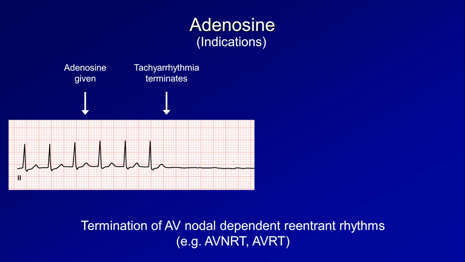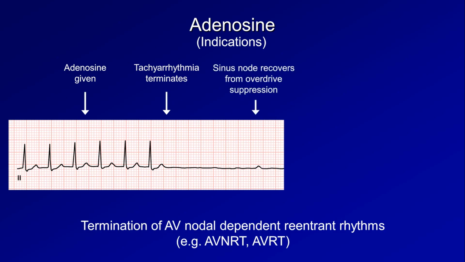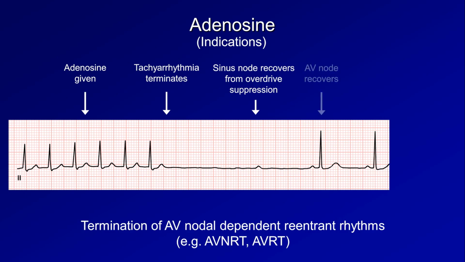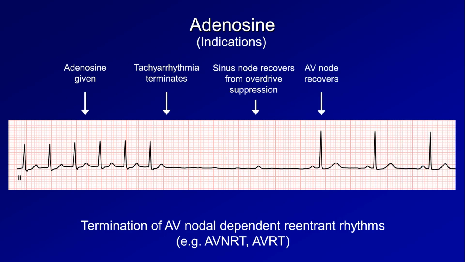seconds. Then what appears to be a sinus P wave that demonstrates the sinus node has recovered from the overdrive suppression caused by the tachycardia, but the AV node hasn't recovered yet, so the sinus P wave is blocked and not conducted to the ventricles. But then after about another second, there is another sinus P wave, and this one is conducted, showing that the AV node has recovered. The arrhythmia has terminated and the patient is back in sinus.